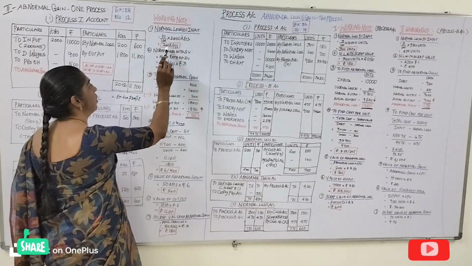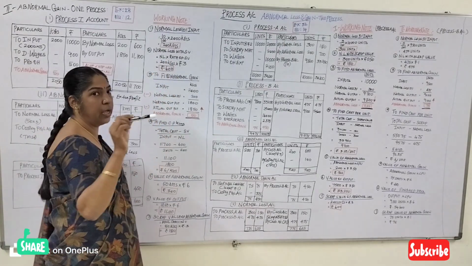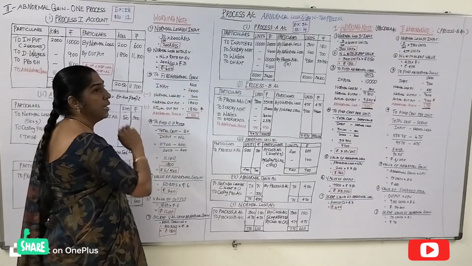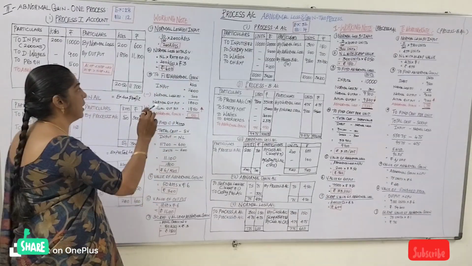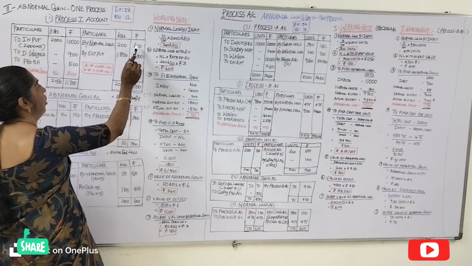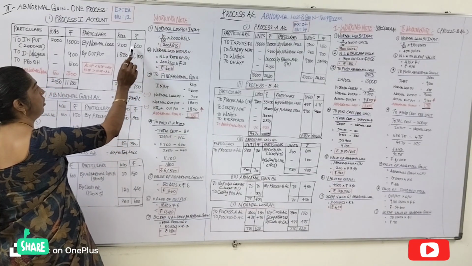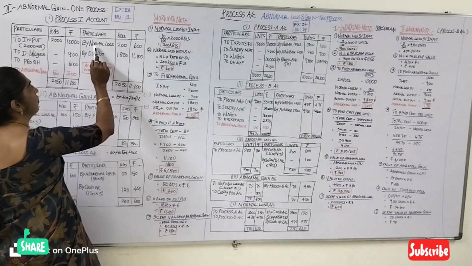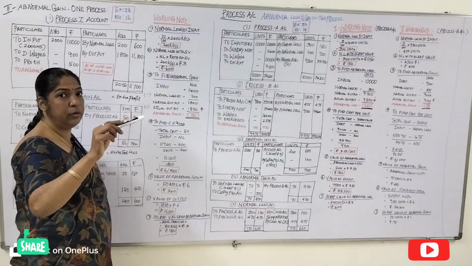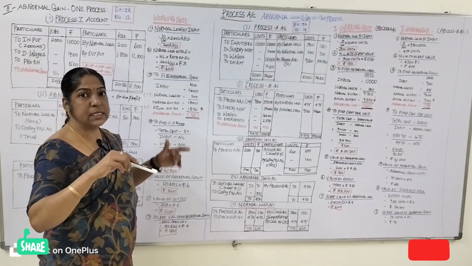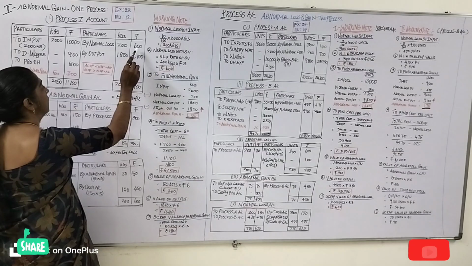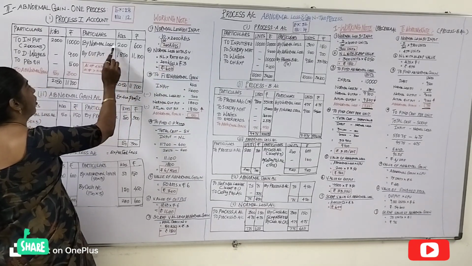Okay, so normal loss is 200 kgs, and the scrap value rate given is 3 rupees. 200 kgs into 3 rupees, you get 600 rupees. So where are you going to enter the 600 rupees? You can enter it in the rupees column on the creditor side, against the normal loss, because you found that 600 rupees is the scrap value of the normal loss.